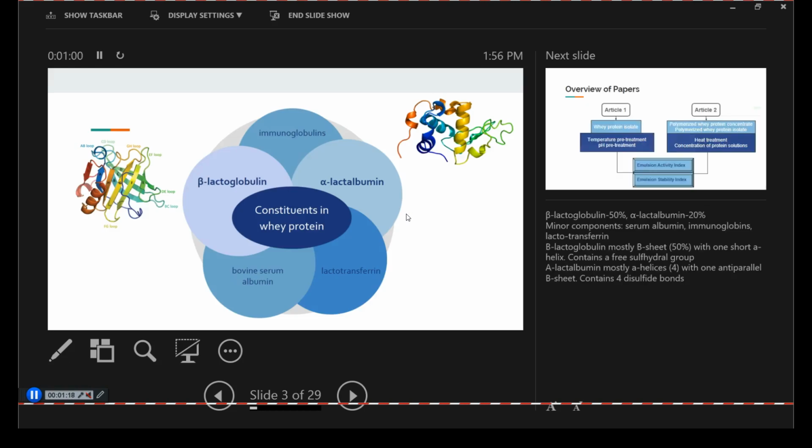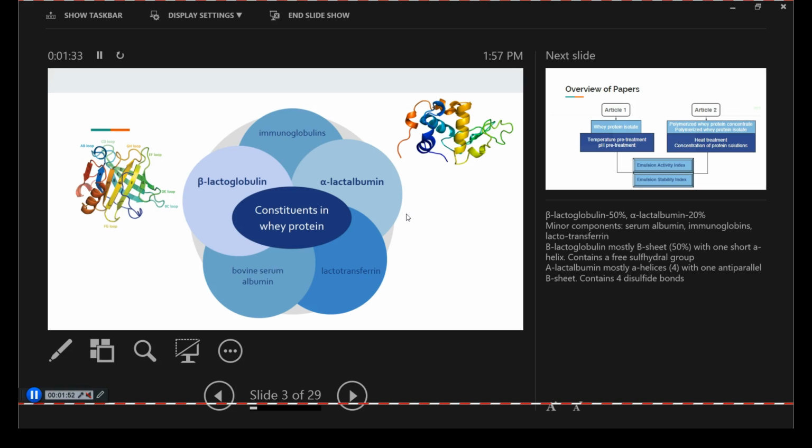And we'll be focusing on whey today, so I'm going to get into the main constituents of that. There are two we'll talk about, beta-lactoglobulin and alpha-lactalbumin. Beta-lactoglobulin is about 50% and alpha-lactalbumin is about 20%. And beta-lactoglobulin is primarily beta sheets, but also contains one short alpha helix and two disulfide bonds and a free sulfhydryl group.